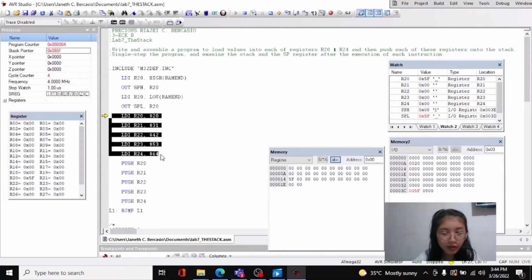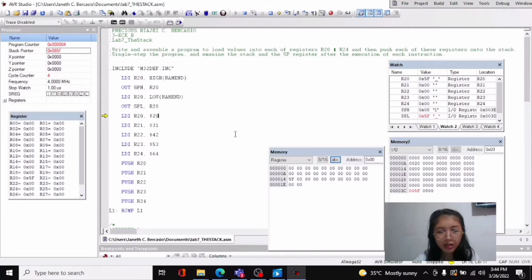So these consecutive instructions will load these values to the mentioned registers. For this one, we load 20 to R20. Next, we load 31 to R21. And then we load 32 to R22. On R23, 53. Then 64 on R24.